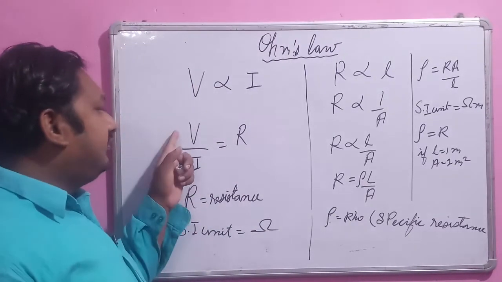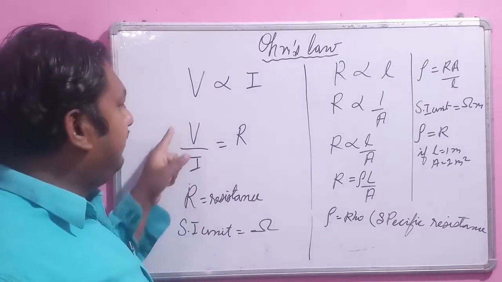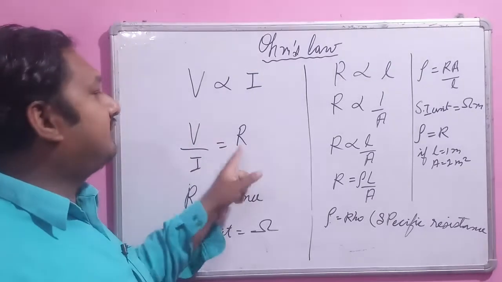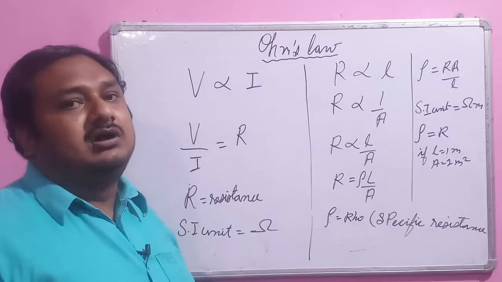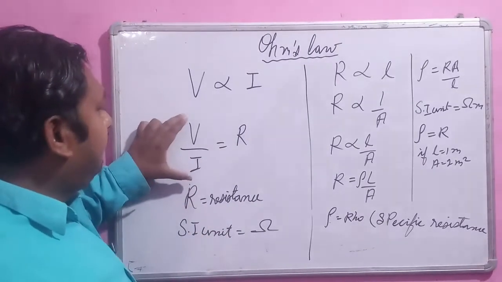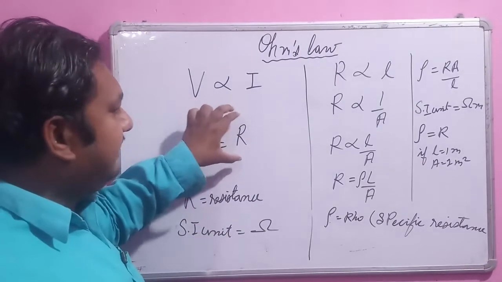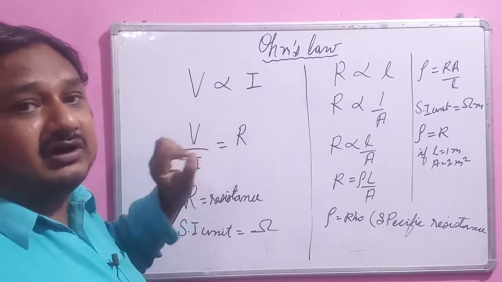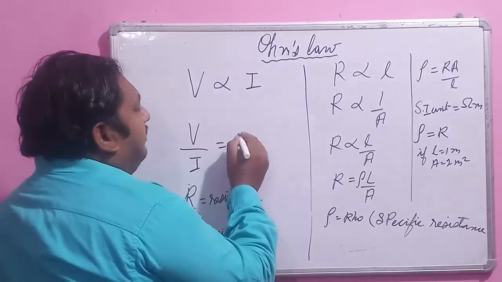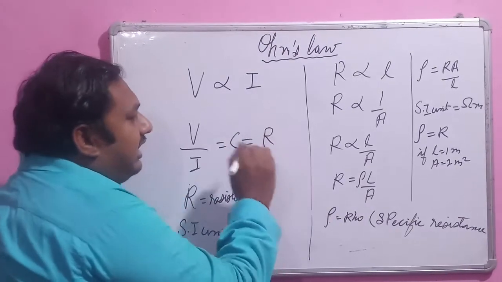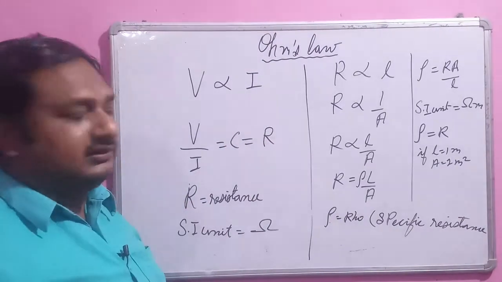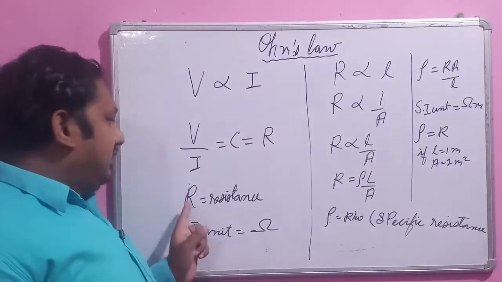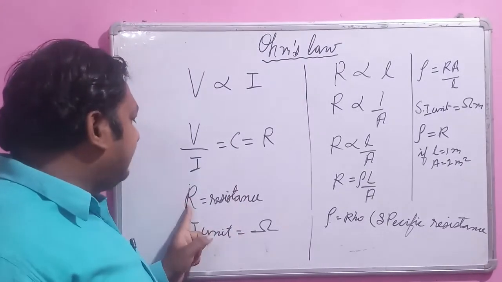And the ratio of V upon I is equal to a constant, and this constant is known as the resistance of a conductor. Okay, so the ratio of V upon I is R, and this R is a constant, and we can say this R is the resistance of a conductor. Now we will discuss what resistance is.